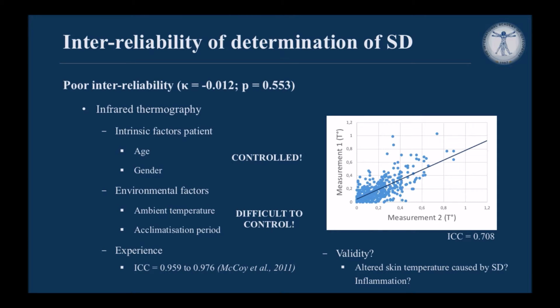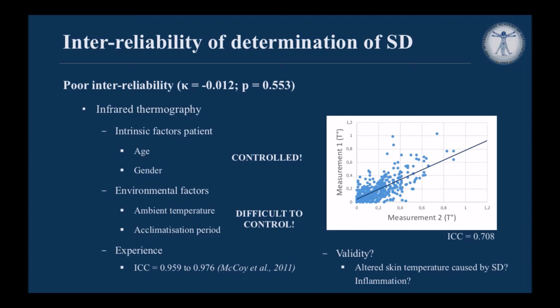An ambient temperature of 21 degrees Celsius is stated to be the perfect ambient temperature for infrared thermography. However, in this study, the ambient temperature fluctuated between 18 and 25 degrees Celsius. An acclimatization period of 8 minutes is recommended to obtain reliable thermal data. This factor could not be met due to infrastructural limitations.